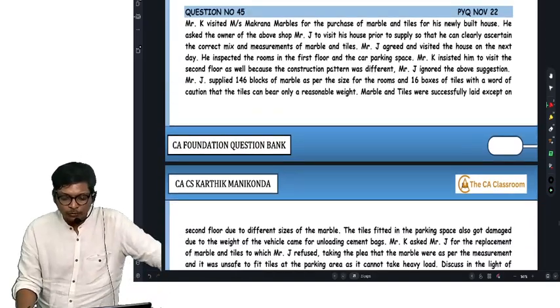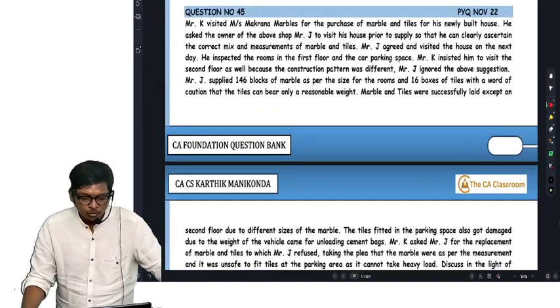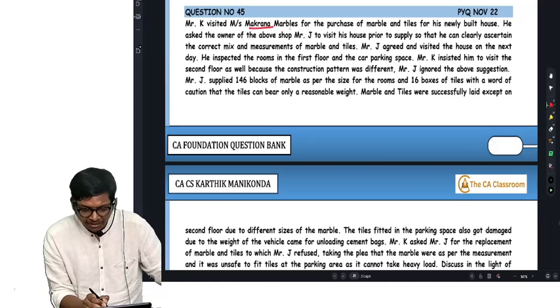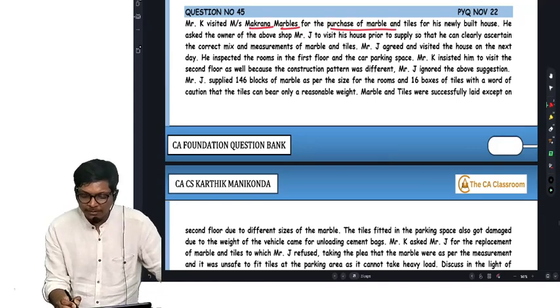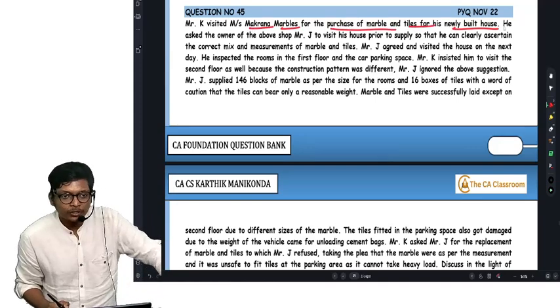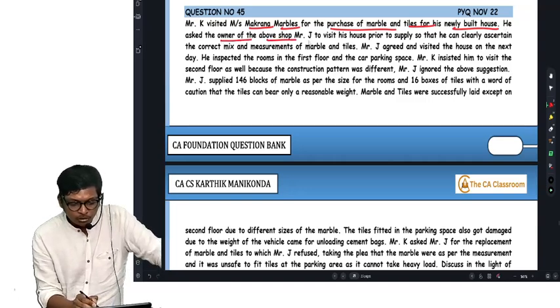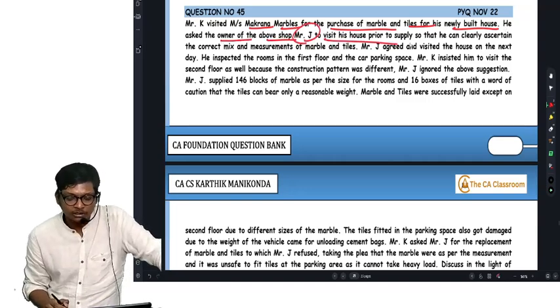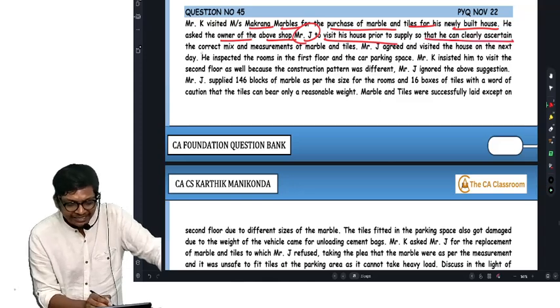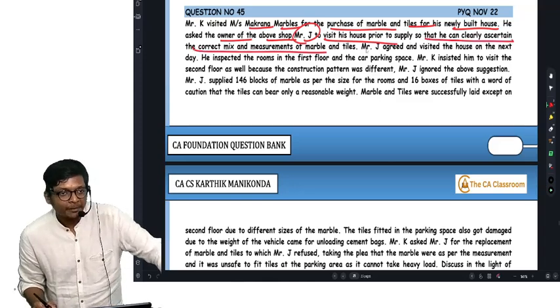Forty-five. Previous year question, November 2022. K visited Marcana Marbles for the purchase of marbles and tiles for his newly built house. He asked the owner of the shop, Mr. J, to visit his house prior to supply so that he can clearly ascertain the correct mix and measurements.